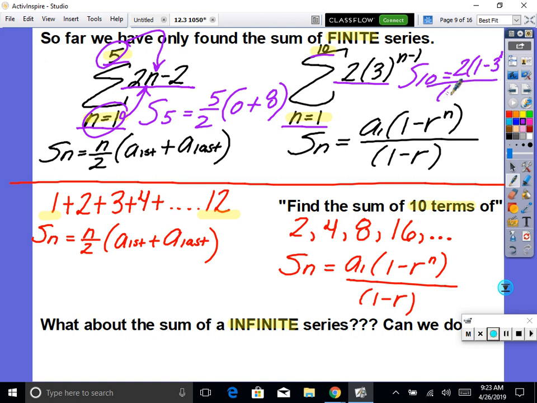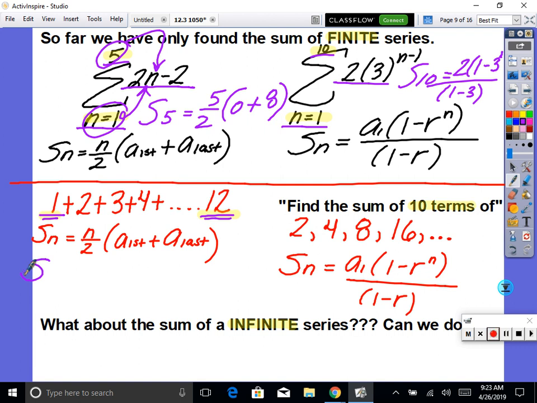10th all over 1 minus 3. Everybody good so far? That's what we learned. Now once again, look, this is still finite. We have 1 plus 2 plus 3 plus 4 plus ... 12. We know the start and stopping point of where we add. So then we'd say the sum of how many terms here?